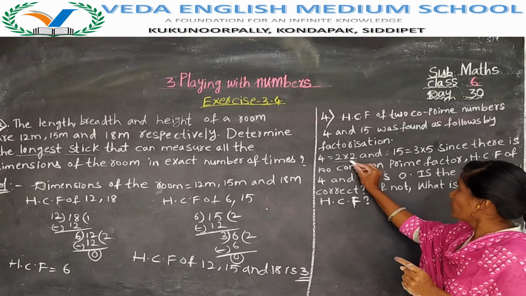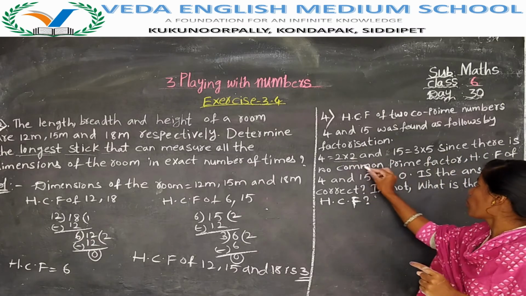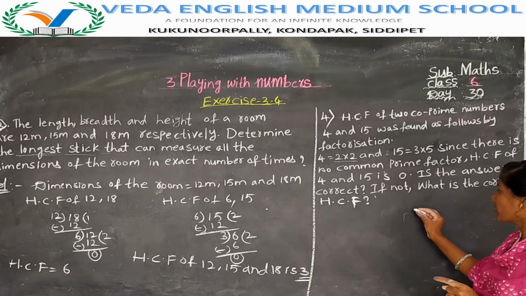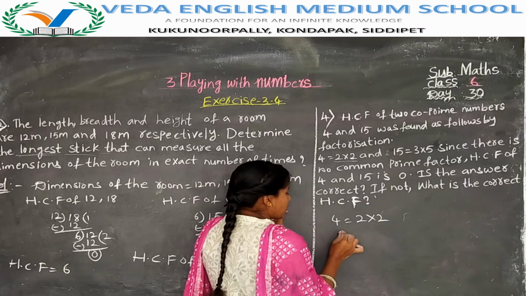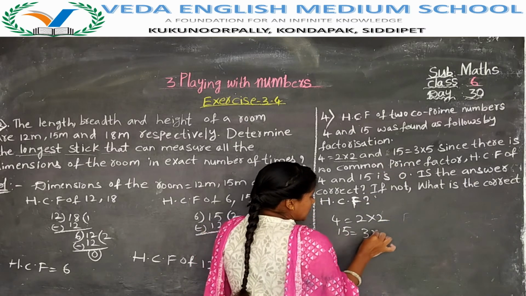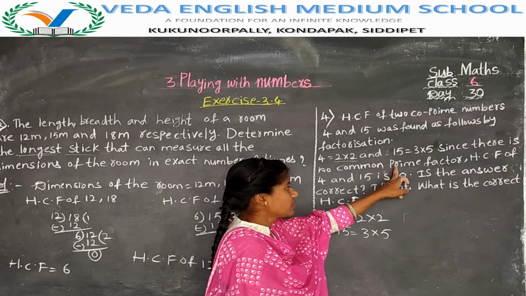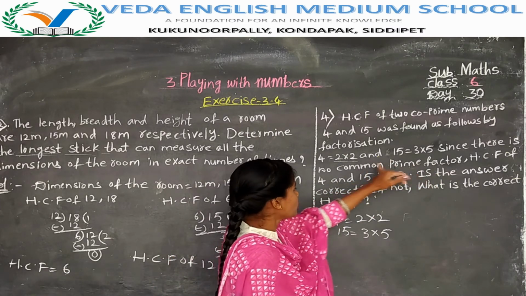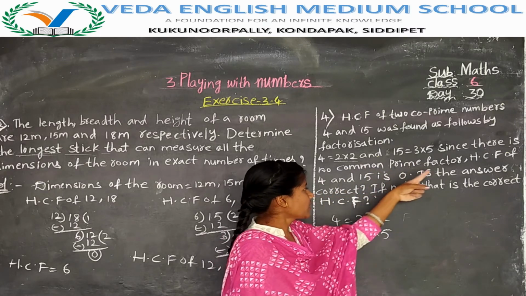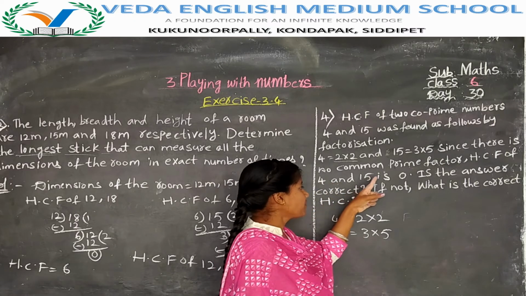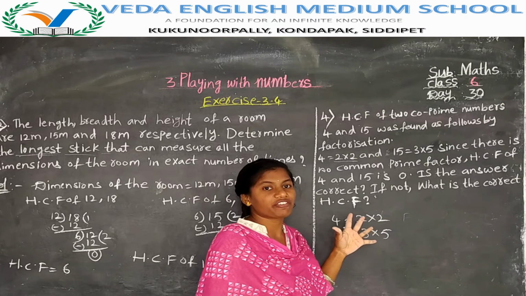Now for 4 they found 2 into 2, for 15 they found 3 into 5. Is there any common factor between these factors? No, there is no common prime factor, they said. Since there is no common factor, the HCF of 4 and 15 is 0. Now they are saying that the HCF of 4 and 15 is 0.